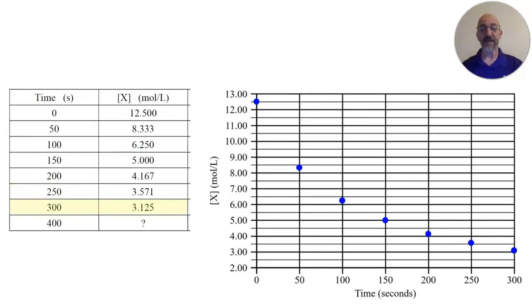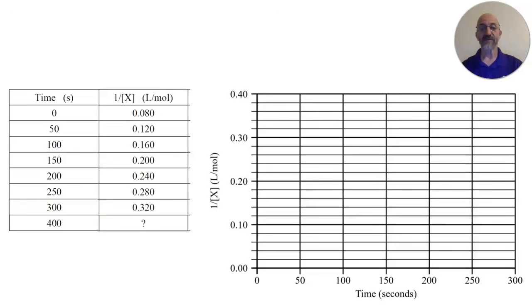Now, I plotted this data. It doesn't look like a straight line or a linear plot. So hopefully if we get a linear relationship, it's going to be with the next diagram that we generate, and that would be the reciprocal of concentration versus time. So the first data point at time 0 seconds is 0.080. So I'll put a dot on the graph on the y-axis at 0.08.